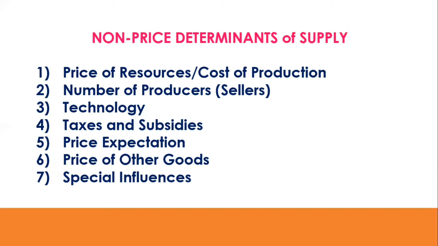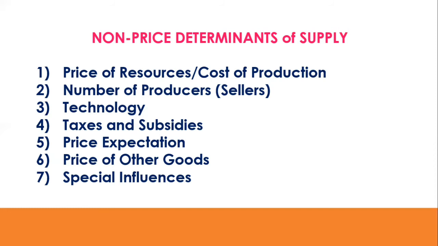On the other hand, producers cut down their production due to expected price decrease, because if the prices decrease, then they are not able to make more profit. Okay, so that is why they cut down their production.